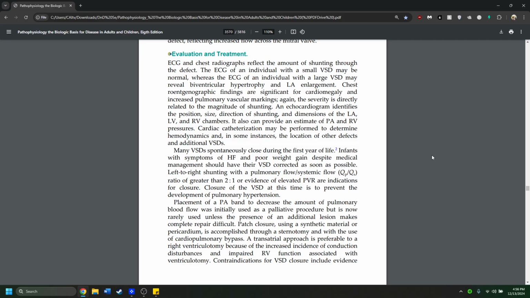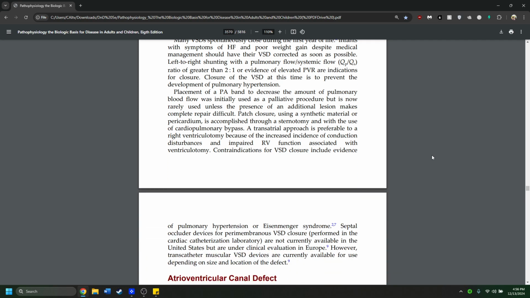Infants with symptoms of heart failure and poor weight gain despite medical management should have their VSD corrected as soon as possible. Left to right shunting with a pulmonary flow to systemic flow ratio of greater than 2 to 1, or evidence of elevated PVR, are indications for closure. Closure of the VSD at this time is to prevent the development of pulmonary hypertension. Placement of a PA band to decrease the amount of pulmonary blood flow was initially used as a palliative procedure, but is now rarely used unless the presence of an additional lesion makes complete repair difficult.